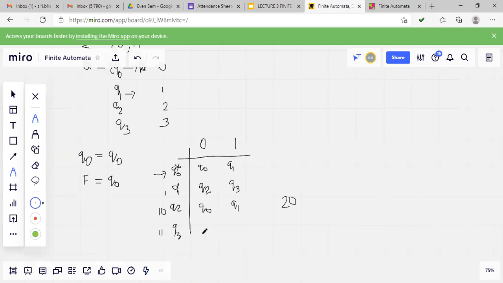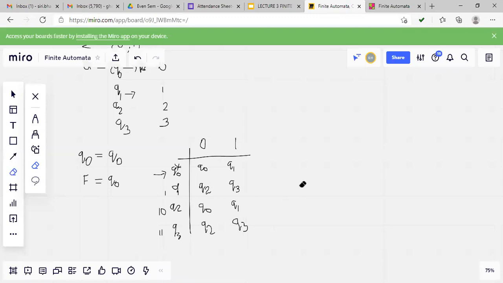Okay. What is 110? 110 is 6, 6 when divided by 4, the remainder is 2, so it goes to Q2. What about this? On 1 it is Q3. Okay, any doubt? Students, any doubt? Is this clear? Very good. Very good.